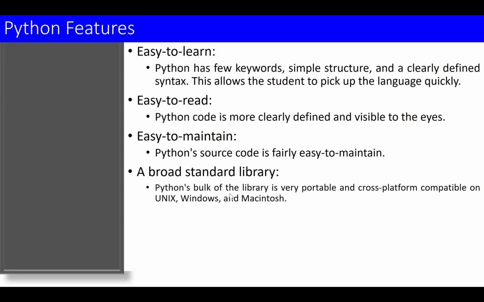A broad standard library. What is meant by broad standard library? It is very portable because it will be compatible with different operating systems like Unix and Windows. So it will be compatible with all kinds of operating systems. That is the advantage of Python.